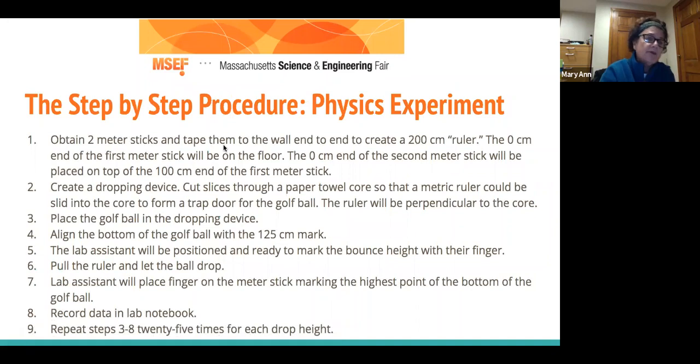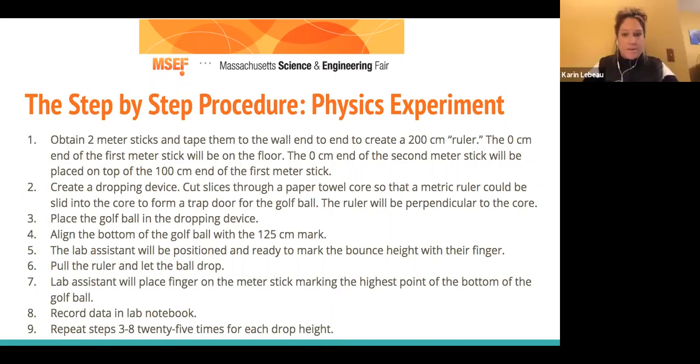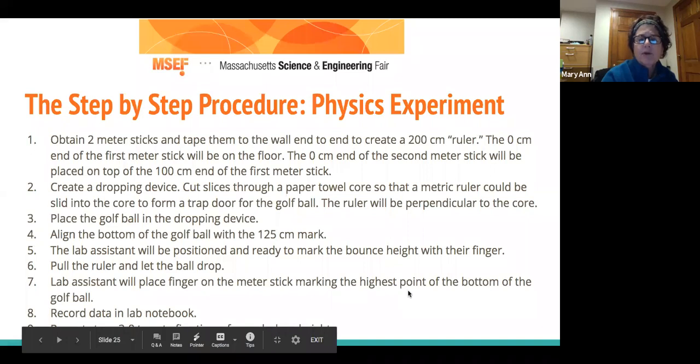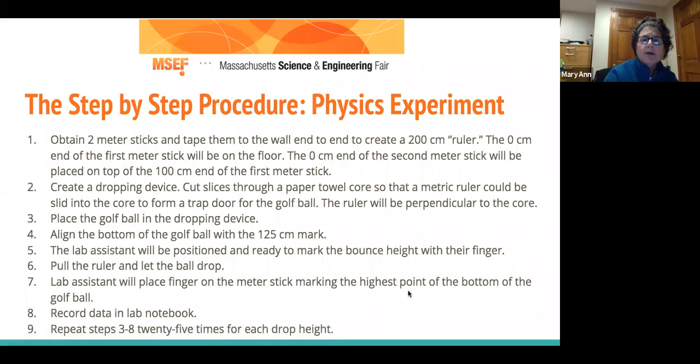Literally, I just wrote this in as much detail as possible so that anybody can repeat this. Make sense? Notice this one repeats steps 3 to 8 25 times for each drop height. So 20, 25 times. This one does not have a lot of setup. It doesn't require a lot of time. The kid drops and it bounces, drops. So this kind of experiment, I would expect hundreds of pieces of data.